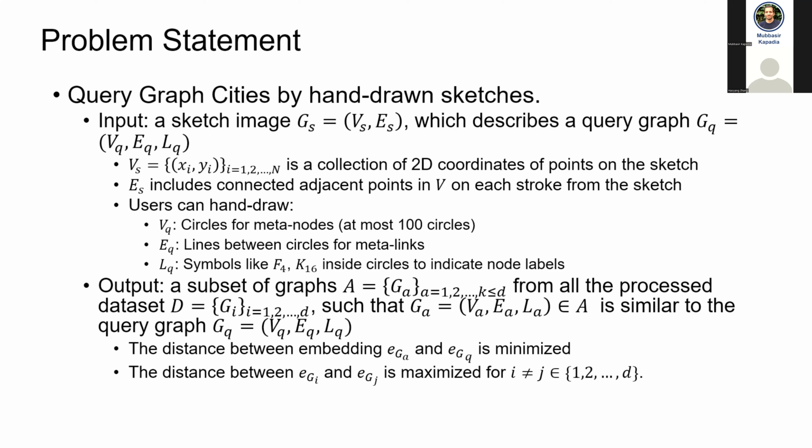The output of this problem should be a subset of graphs such that they are similar to the query graph. The similar here means that the distance between the answer graphs and the query graph is minimized while maximizing the distance between any two graphs.